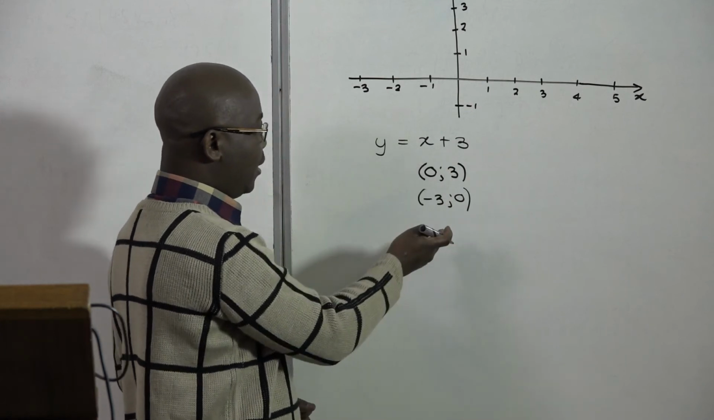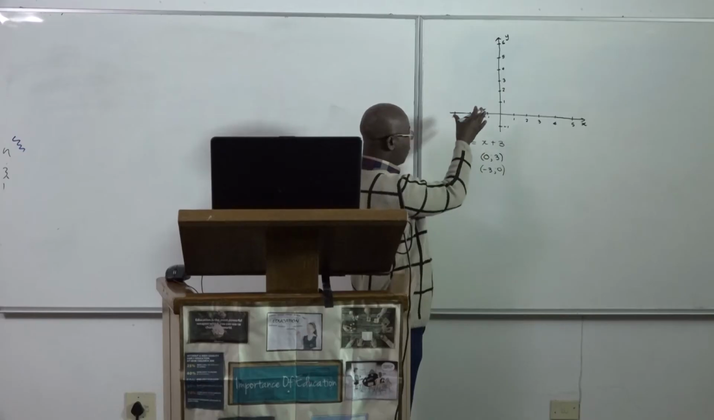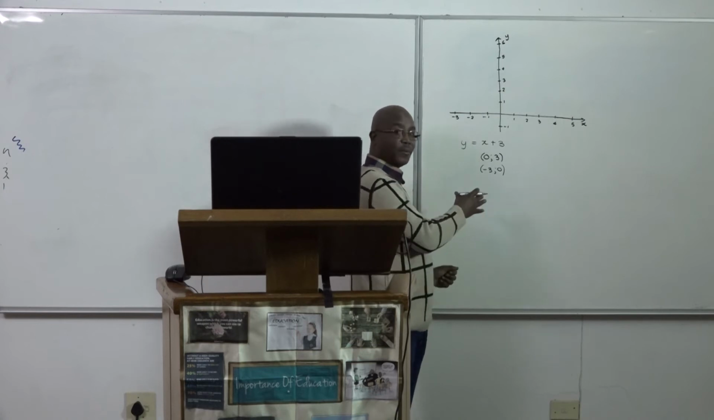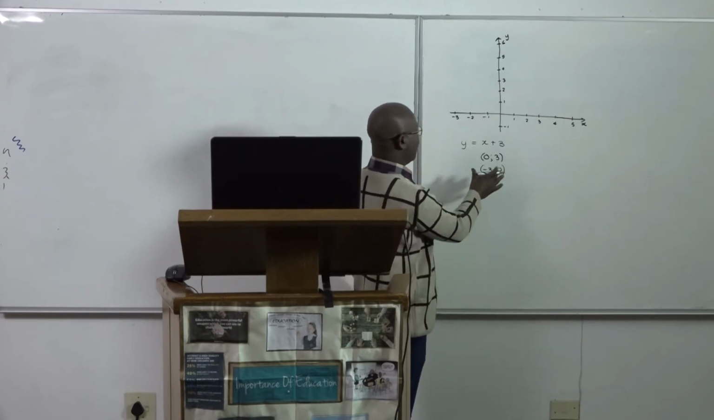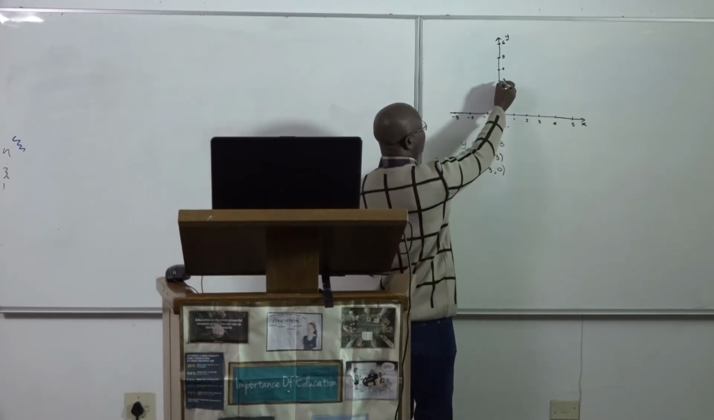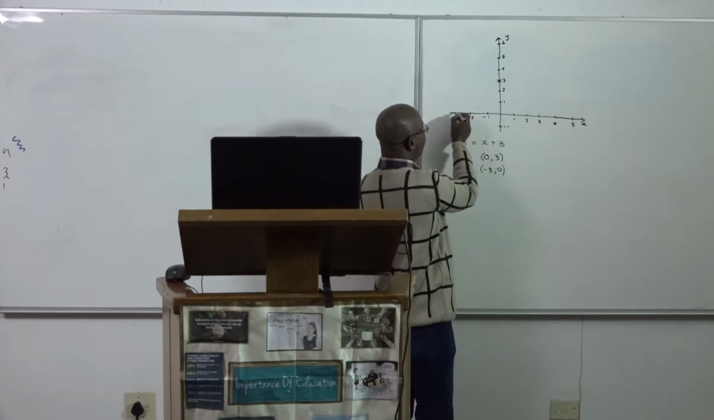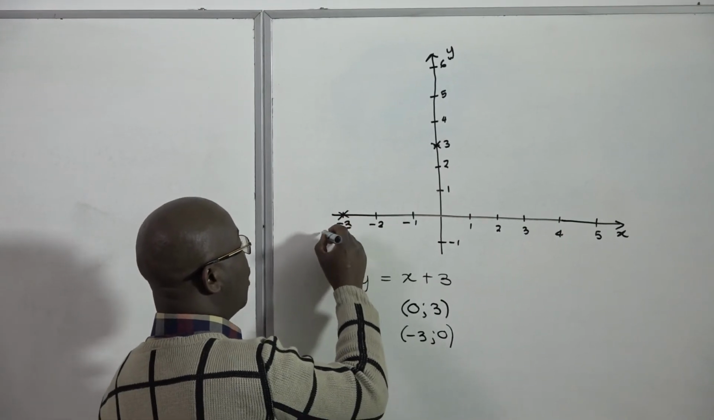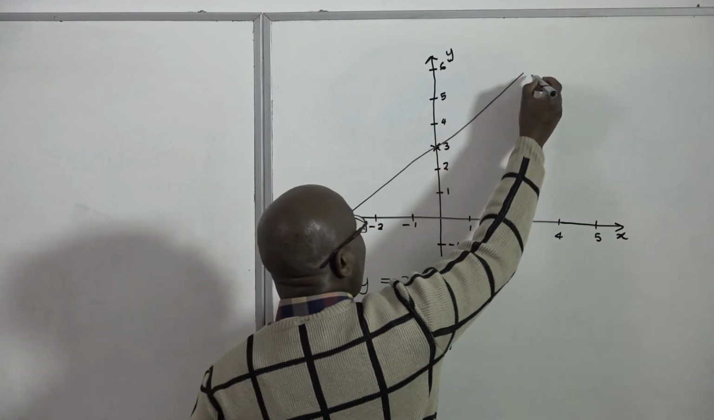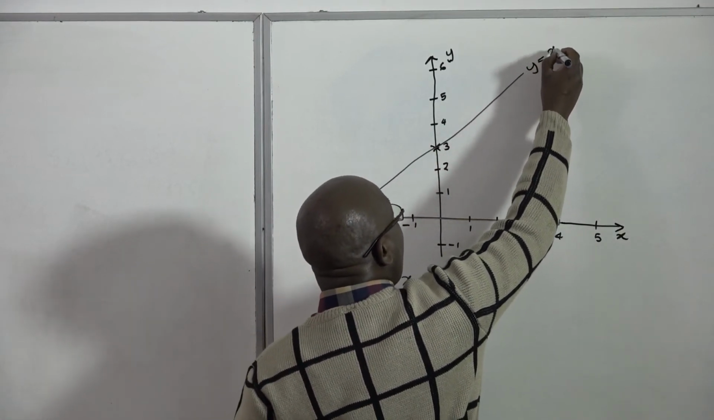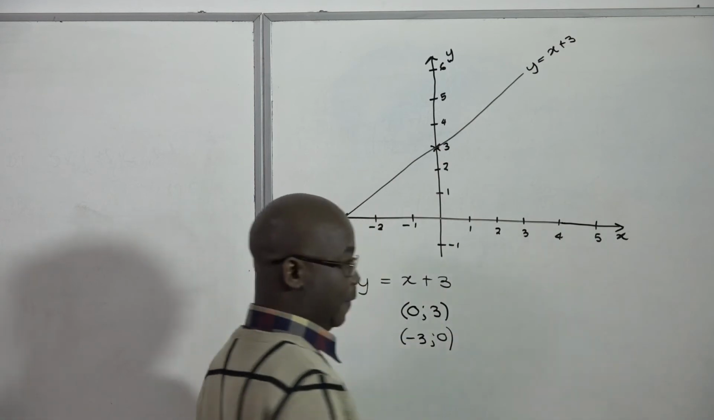So we can then indicate these two coordinates on the Cartesian plane, join them to draw the straight line representing this equation. So we've got (0, 3) and (-3, 0). So our graph roughly will be like that. y is equal to x plus 3.